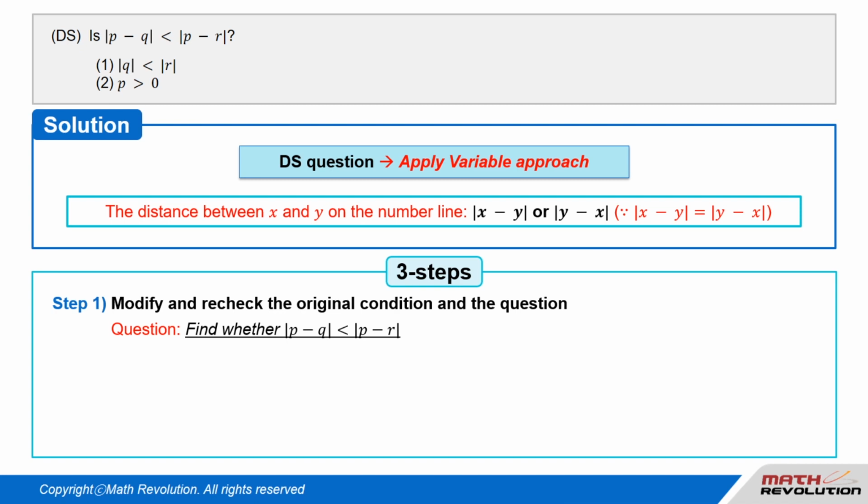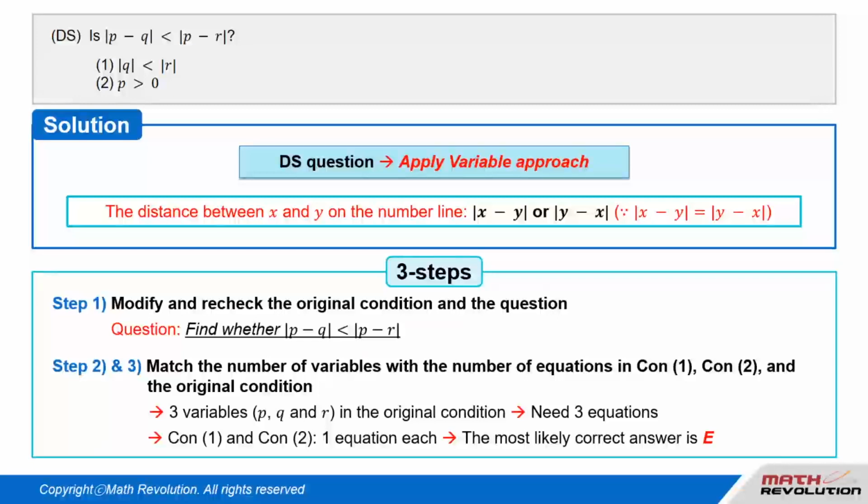If you follow the official guide explanation for this type of question, it will take almost 10 minutes. Apply the simpler variable approach. Since there are 3 variables, E is the answer. Follow the second and the third steps.